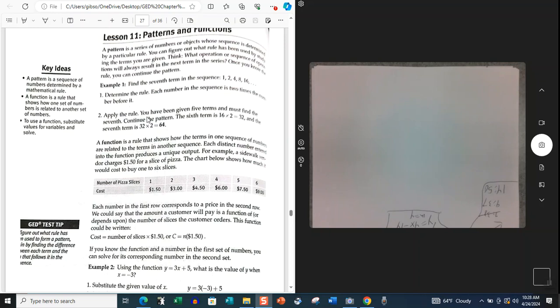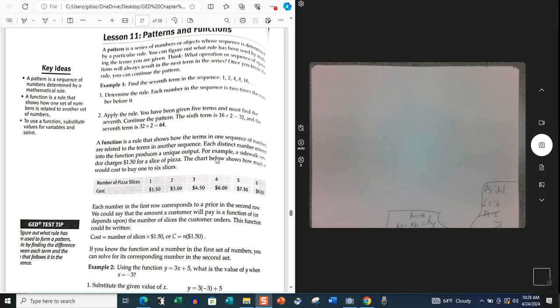Now we're going to apply the rule. You have been given 5 terms and must find the 7th. Continue the pattern. The 6th term is 16 times 2. So we have to multiply this value times 2. That'll give you 32. And then the 7th term is 32 times 2, which is 64.